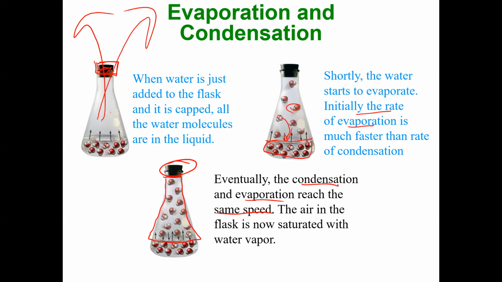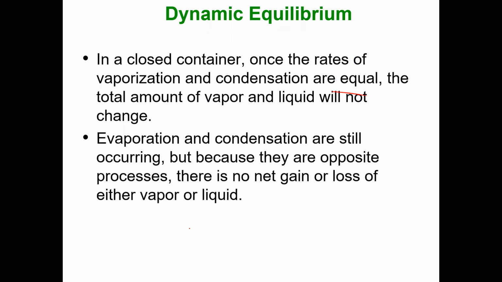So if I go back, for every vapor that recondenses, it's got to push something out and one water molecule will evaporate and vaporize. So it becomes an equal rate. So evaporation and condensation are still occurring, but they're in opposite directions. So there's no net gain or loss of vapor or liquid at a dynamic equilibrium.